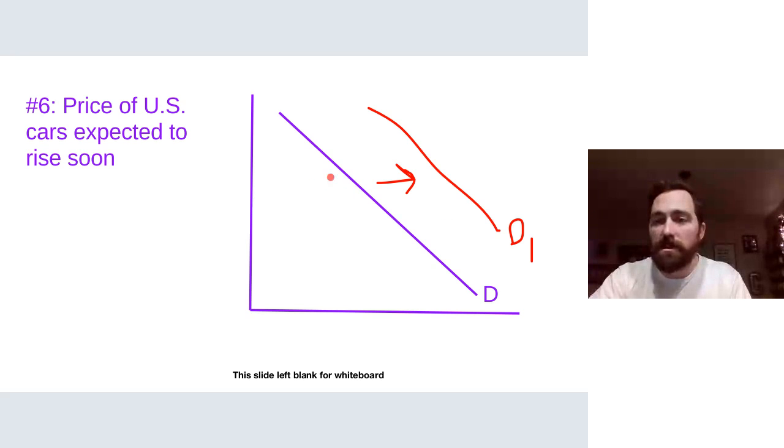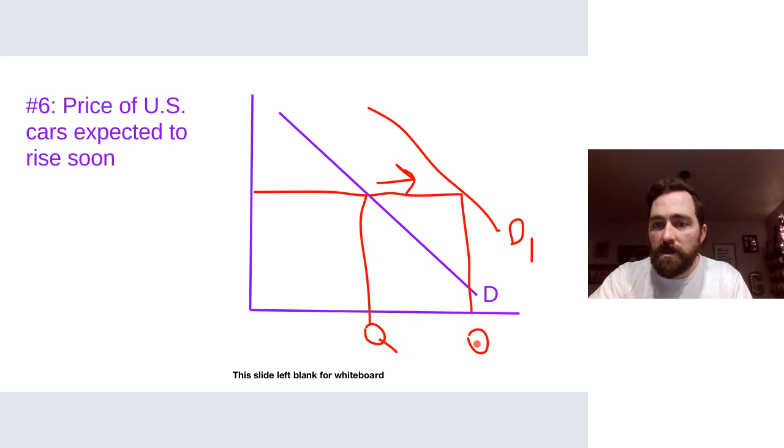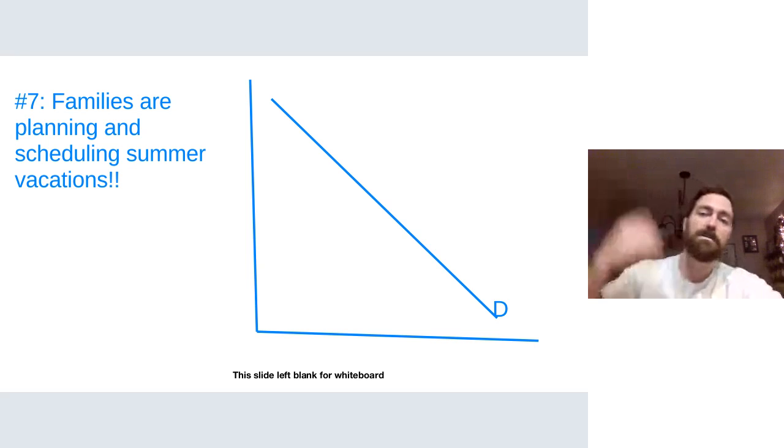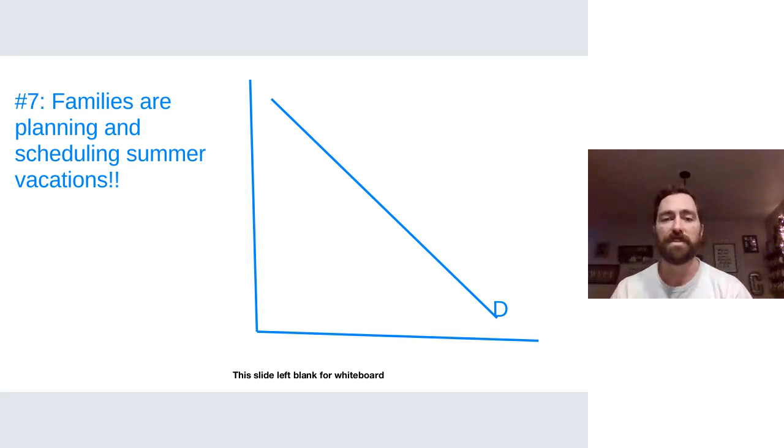Whoa, that's a bad line. We go from this point here is your quantity. Look at that. The shift means that quantity increases, like I've been saying quite a bit. Quantity increases to this point. Look at the price. Price stays the same. You could sell more cars and keep the price the same. All right, last 2. Families are planning and scheduling summer vacations. Woohoo! All right, let's go. Number 7. Pause the video, figure it out.